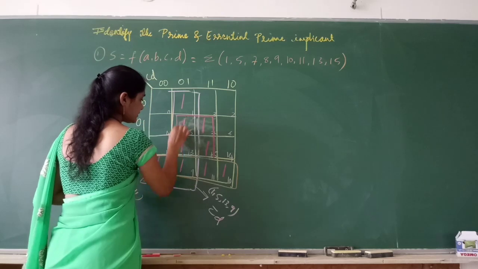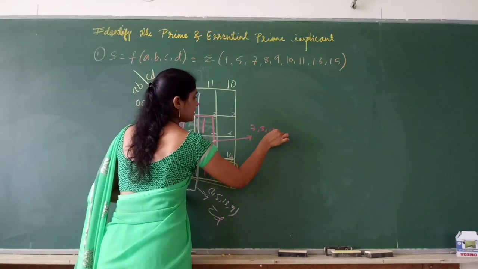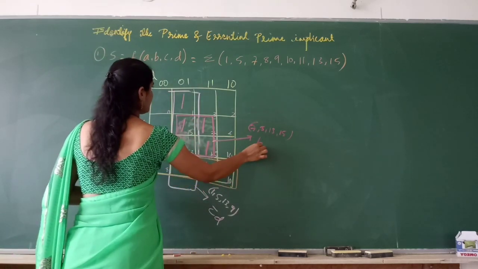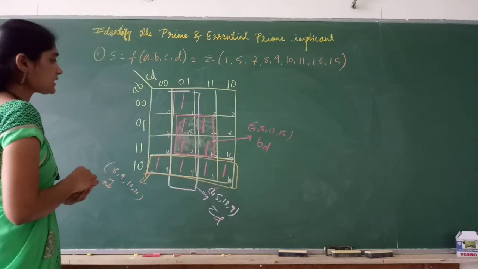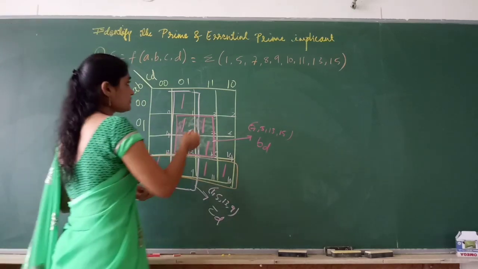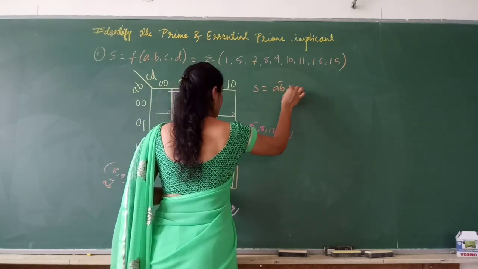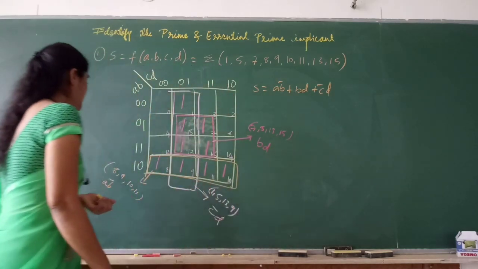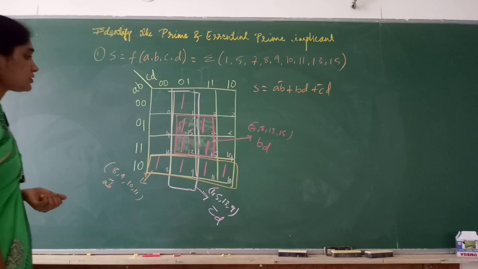7, 5, 13, 15. So when I group 7, 5, 13, 15, what is the equation I get? B, then D, BD. Okay? Is it clear? So what is the simplified equation for this? S is equal to the simplified equation, which is AB bar plus BD plus C bar D. Yes or no?